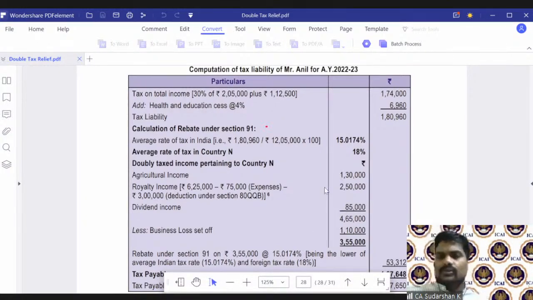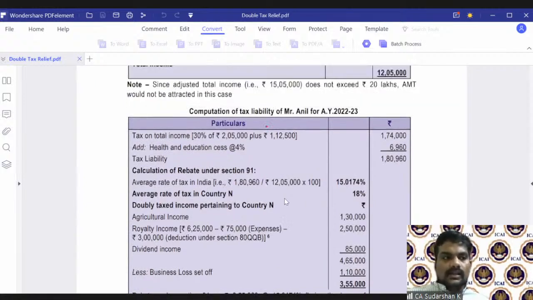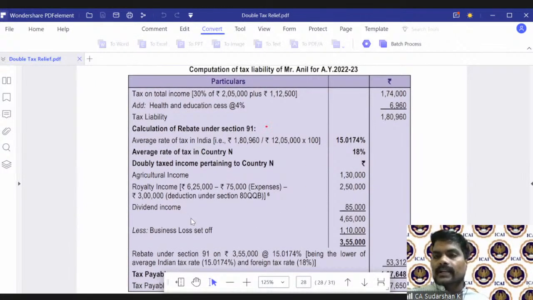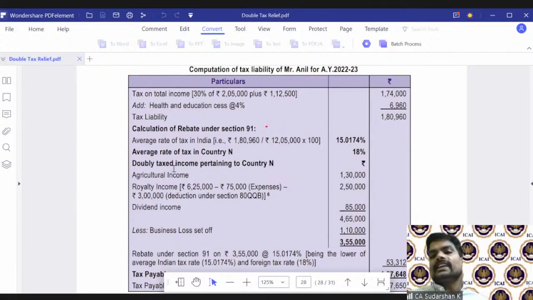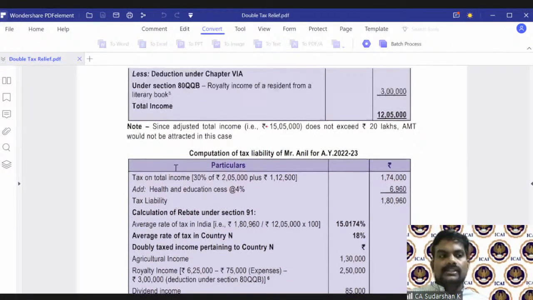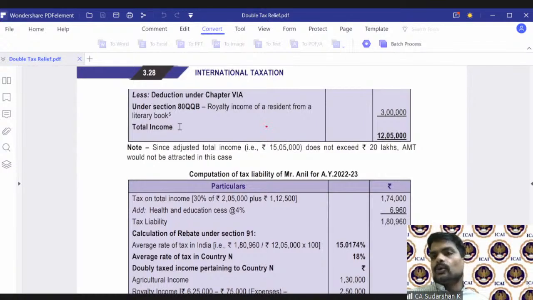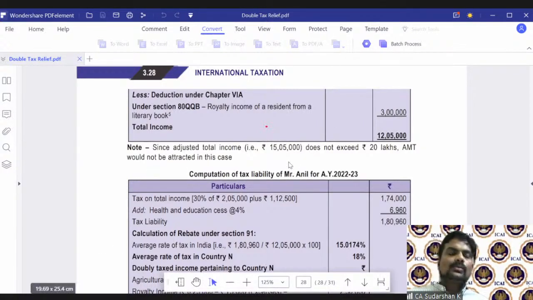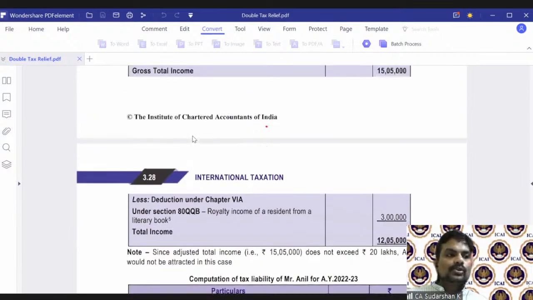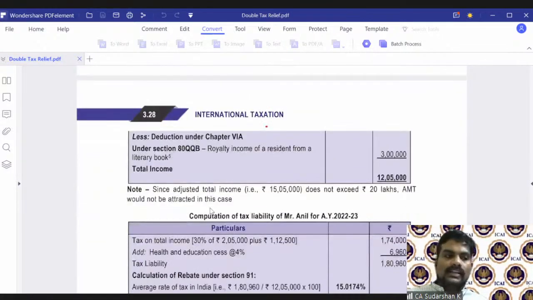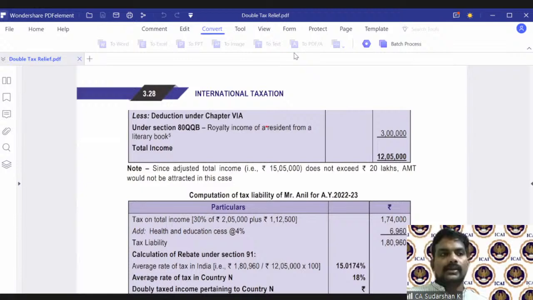The nuance here is that rebate under Section 91 is restricted to the lower of the average rate of Indian tax or the average rate of foreign tax. But what is very significant from an examination standpoint is getting the steps up to total income in the right manner. So please watch out for it, for which you need to have an overall understanding of the other provisions as well. Because if any of these goes wrong in any of the steps above, then automatically it will result in a wrong rebate under Section 91. So please be mindful about that.